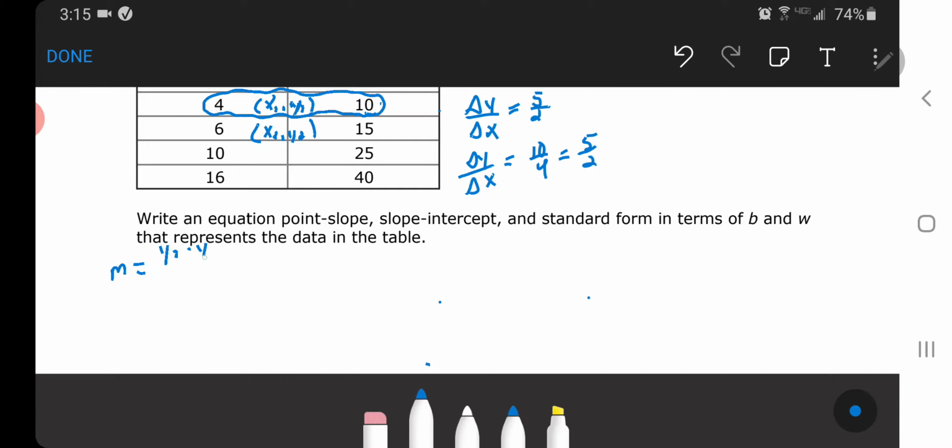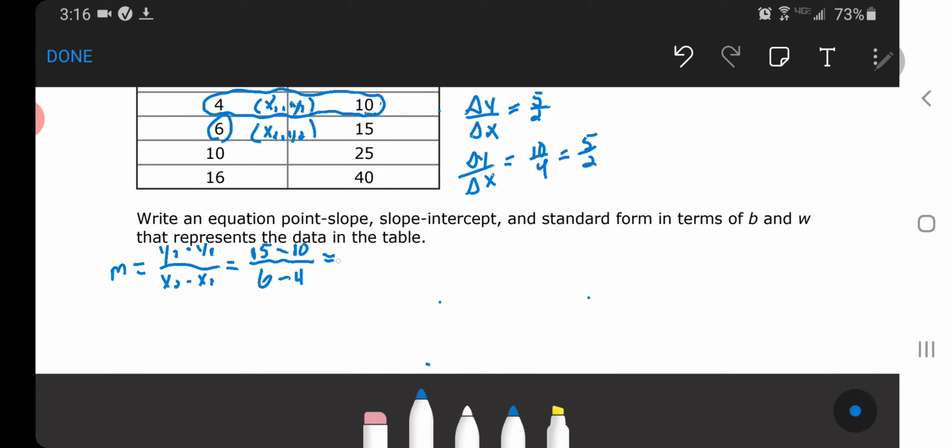y2 minus y1 over x2 minus x1. Well, once again, plugging in what I called my y2, that's 15, minus my y1, which I called 10, my x2, well, we defined it as 6, and minus my x1, which we said was 4. Once again, just following the formula, y2 minus y1 over x2 minus x1.